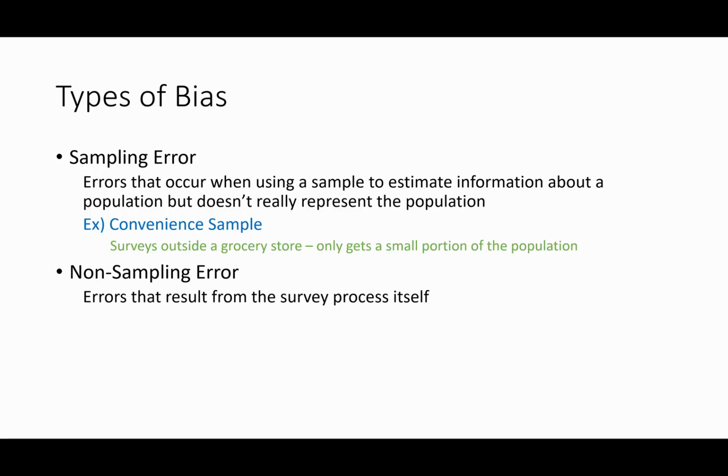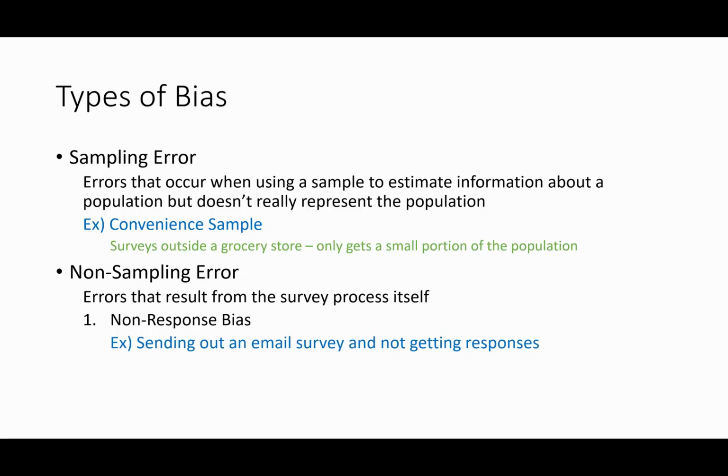The other type of error you're going to see is a non-sampling error. These are errors that result from the survey process itself. So in how you take the survey, that survey itself. The first type is a non-response bias. As it sounds, it's not getting a response for your survey. Like if you send out an email and you don't get responses back to the email. Obviously, you're only looking at a very small amount of people. Again, only people who are caring enough to send back the email, and therefore they're not really doing a good job of giving you the data you need.